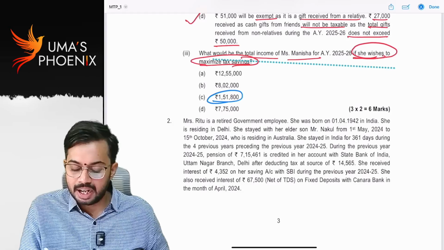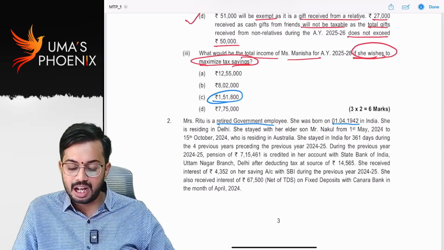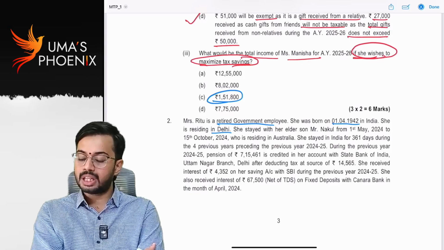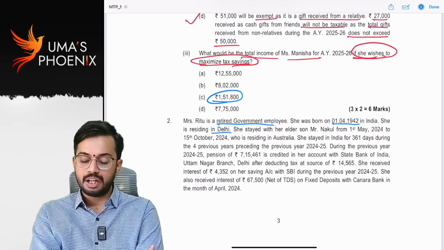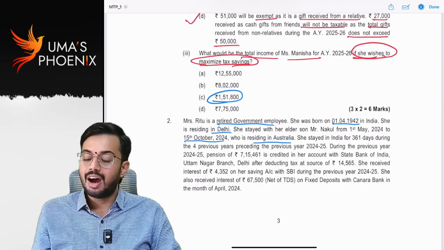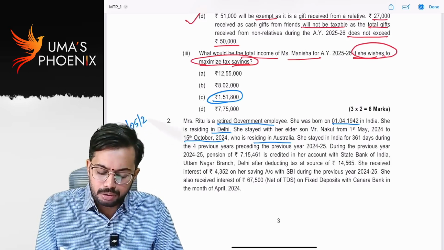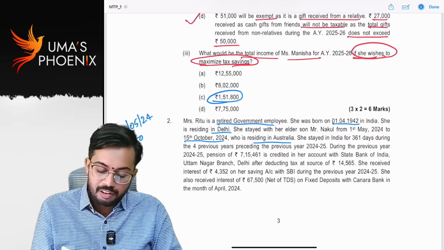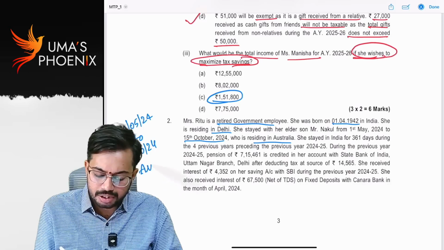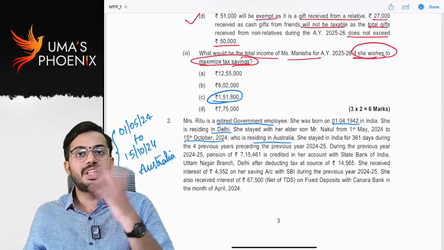Mrs. Ritu is a retired government employee. She was born on 1st April 1942 in India. She is residing in Delhi. She stayed with her elder son, Mr. Nakul, who is residing in Australia, from 1st May 2024 to 15th October 2024. So that means from 1st May 24 to 15th October 24, she is not in India, she is in Australia. Is it clear? Remaining time she is in India.